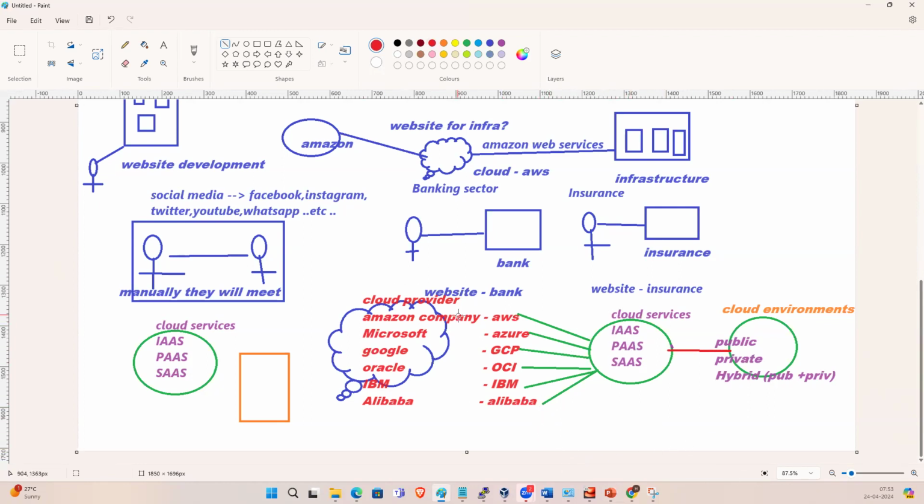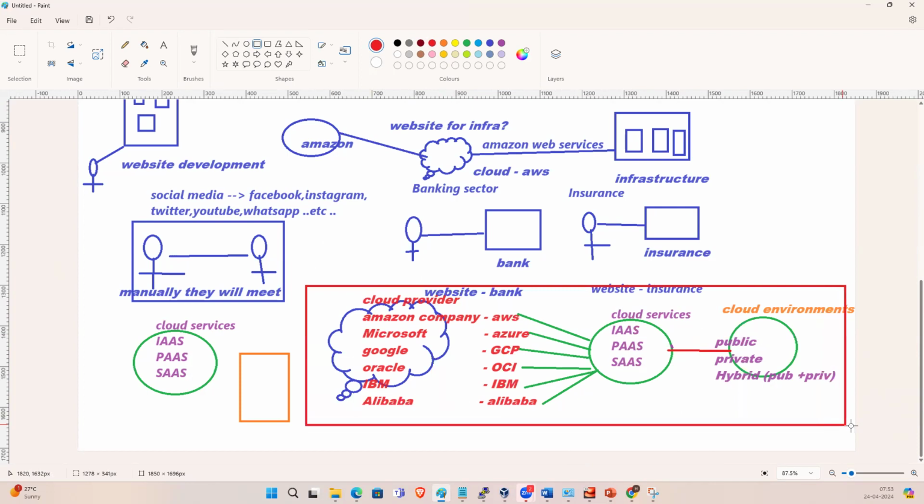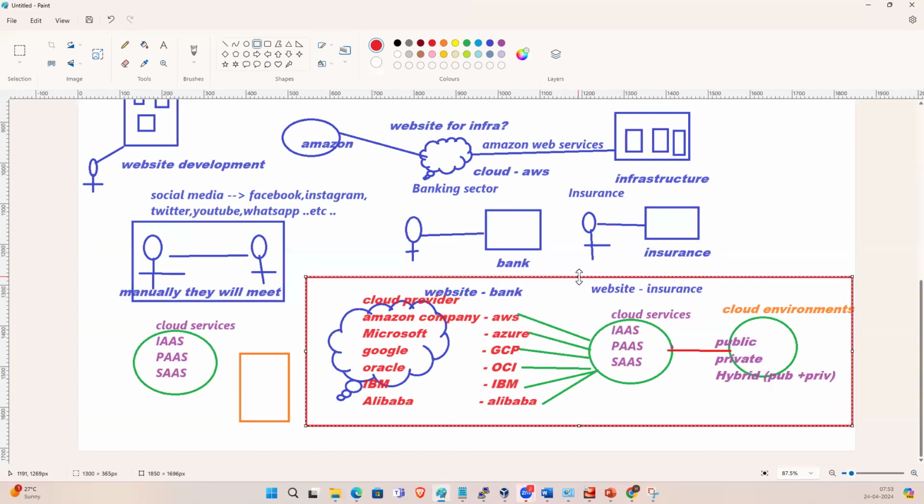So these are the cloud providers, cloud services, cloud environments. These all are the core features, the core functionalities for every cloud. So if you learn any one of the clouds, it is easy to learn other clouds. In this course, which cloud are we learning, guys? AWS. So the core functionality should be the same.